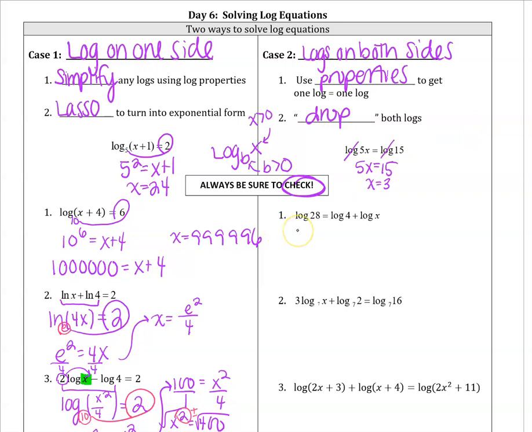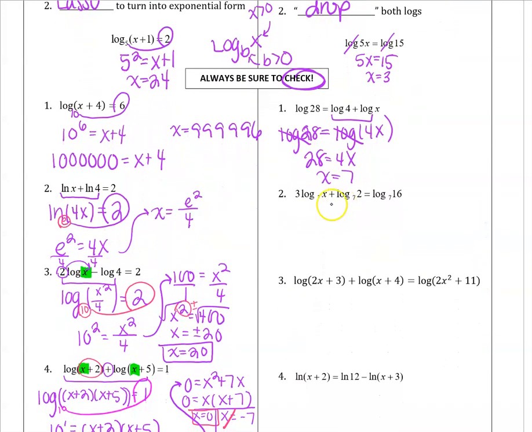All right, so coming on down to number 1. Remember, you want 1 log equal to 1 log. So I see 2 logs on the right-hand side. Well, lucky for us, we know our log properties. So this is log of 4x by using multiplication. Log equals log, so 28 equals 4x, so x equals 7. Okay, same idea for 2. I see multiple logs on the left-hand side, so I'm going to use my properties. Move that 3 to the exponent location and note that addition is related to multiplication.